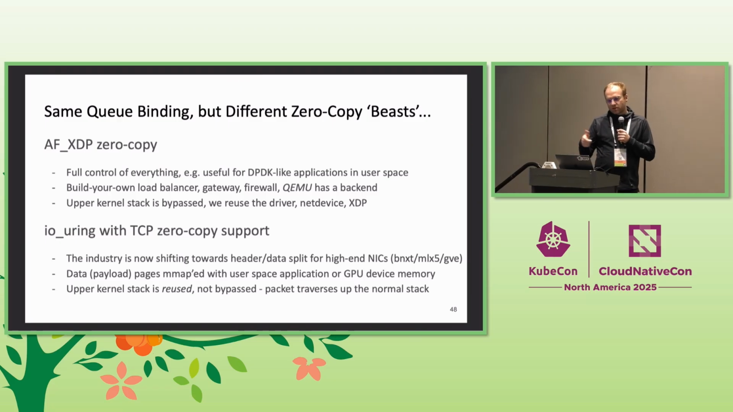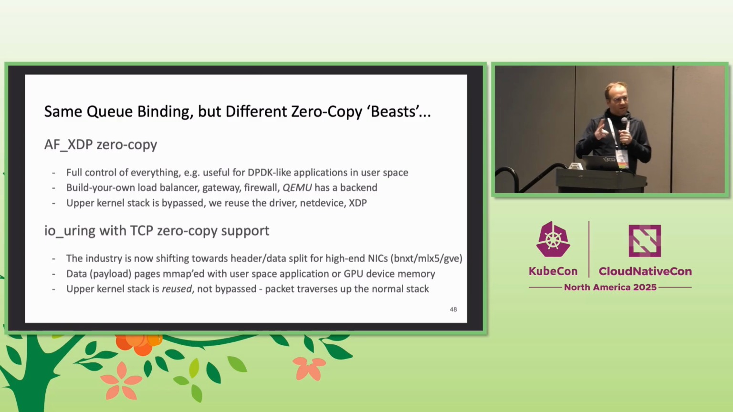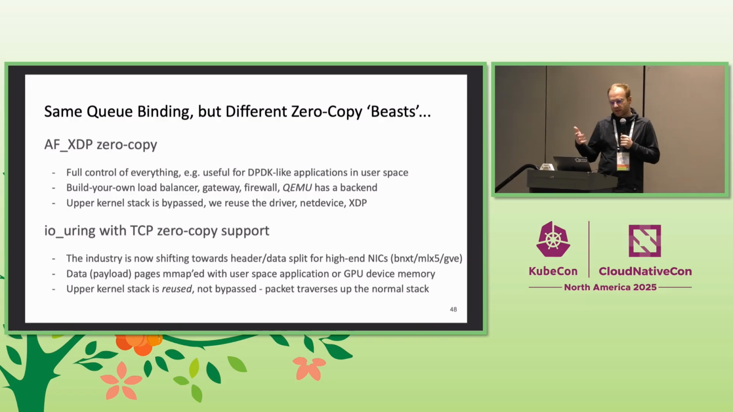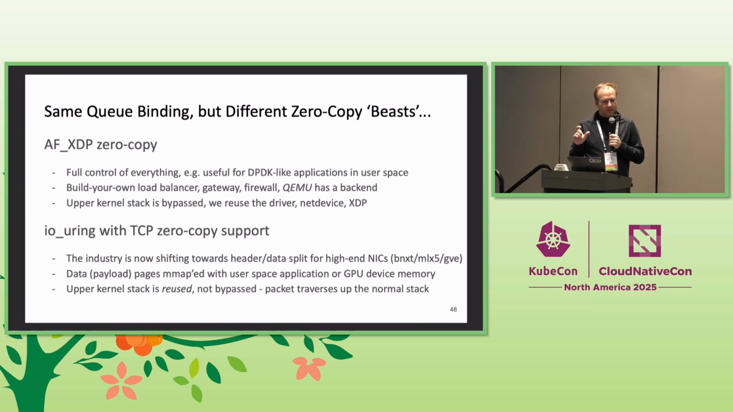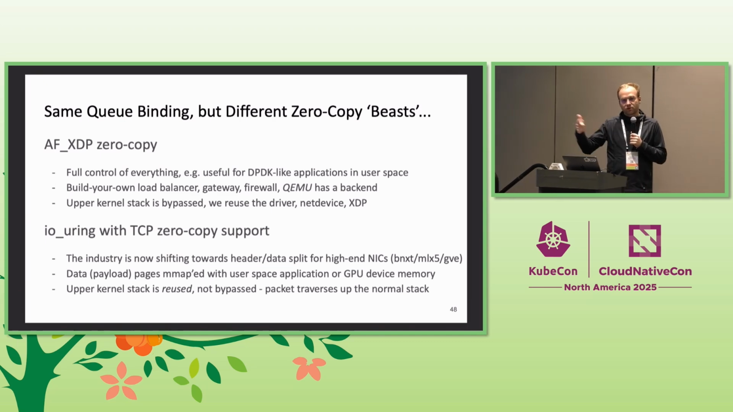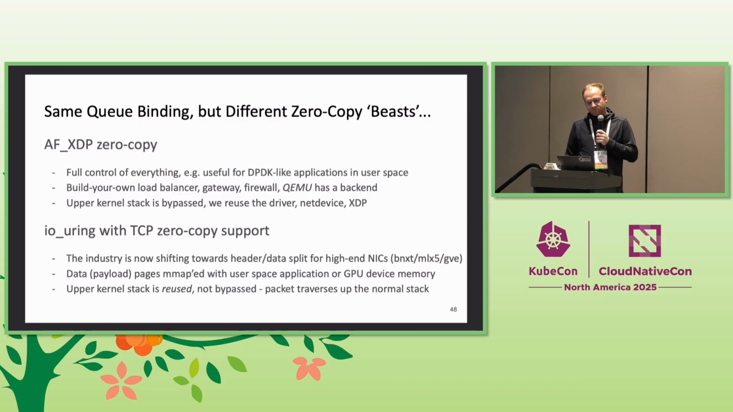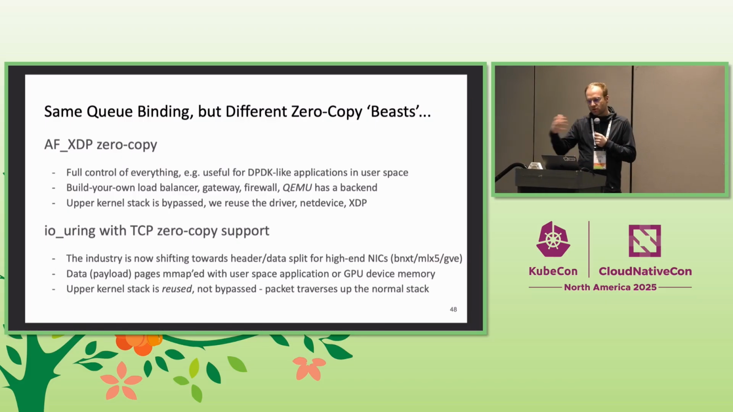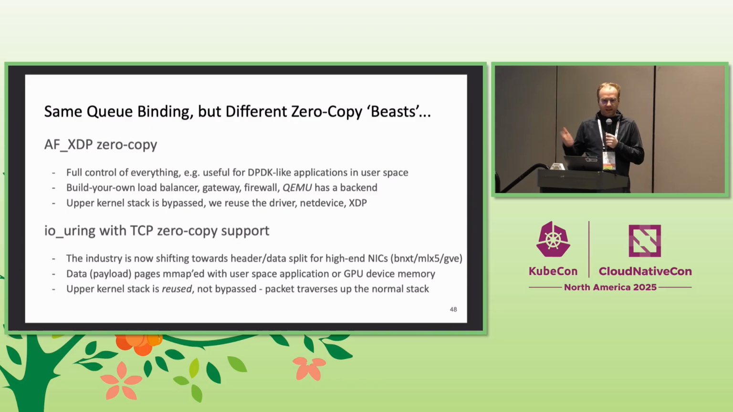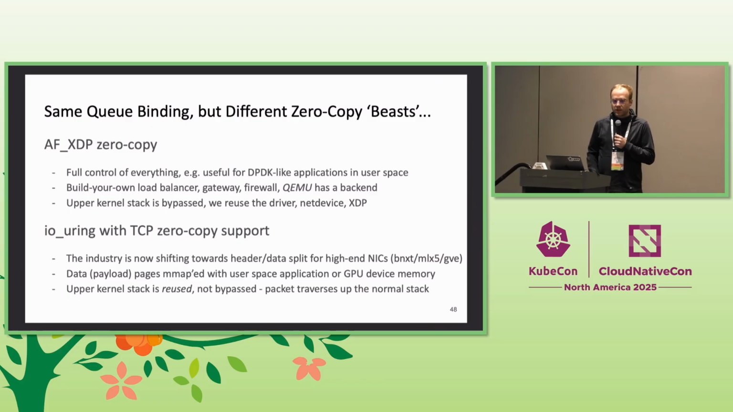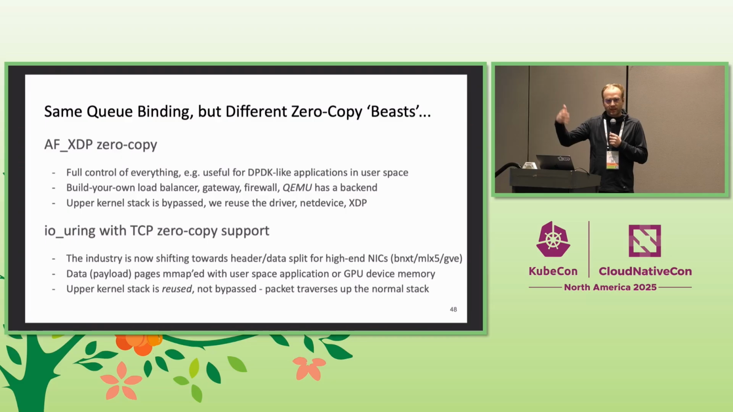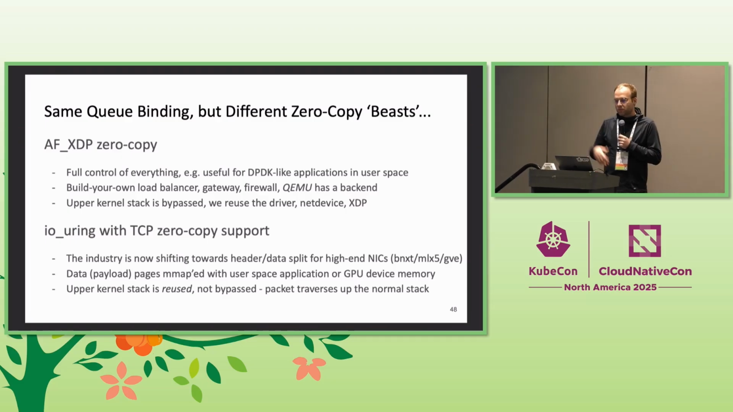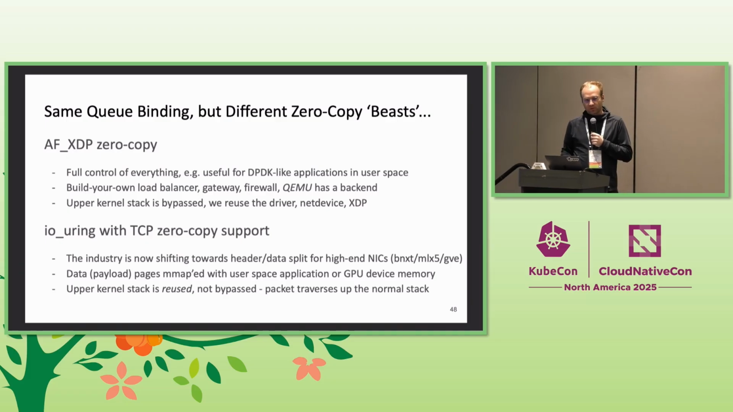Just to do a small detour with AF_XDP and io_uring, because I think it's quite interesting. For Cilium, with this extension for netkit, we are planning to support both of them. With AF_XDP, you basically expose the full packet into user space, so you can have DPDK-like applications. And here, the upper kernel stack, the IP and TCP layers and so on, are completely bypassed. This is useful for things like QEMU, as we've seen.